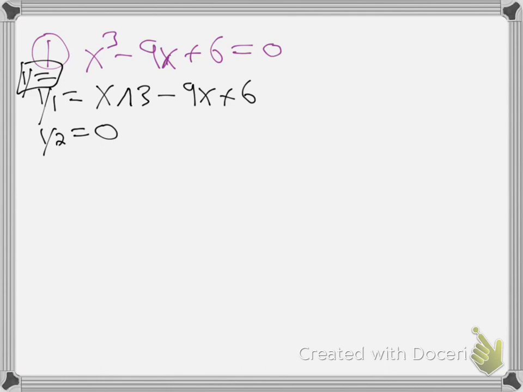And then you enter y1 as x cubed minus 9x plus 6. So you let the left side be y1, and the right side be y2. Okay, and then next step.